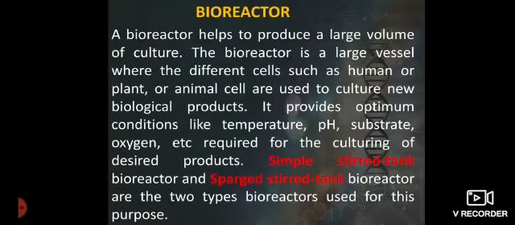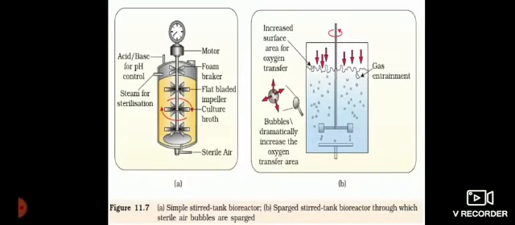Bioreactor. A bioreactor is like a large vessel where different cells such as human, plant or animal cells are used to culture new biological products. In a bioreactor, we provide optimum conditions like temperature, pH, substrate, oxygen level, etc. All is in optimum conditions. The bioreactors are of two types: simple stirred tank bioreactors and sparged stirred tank bioreactors. This diagram is from your NCERT book.